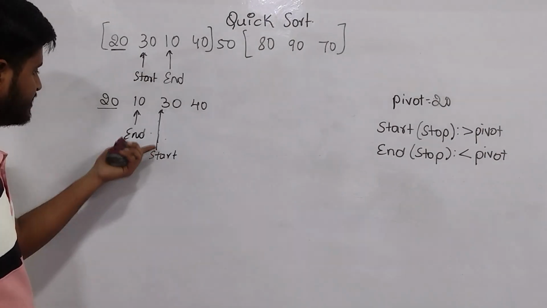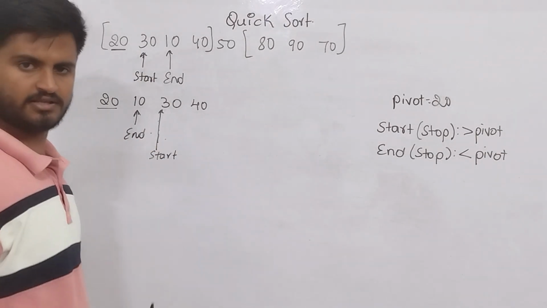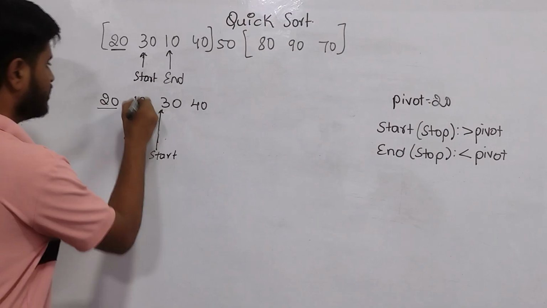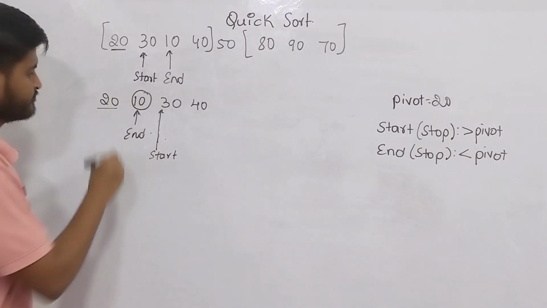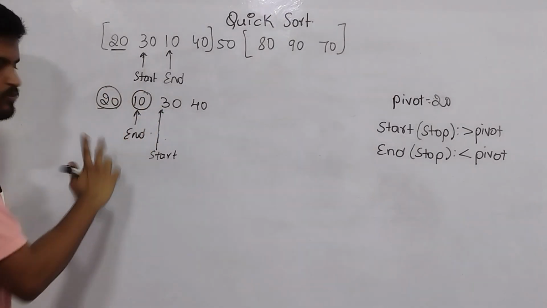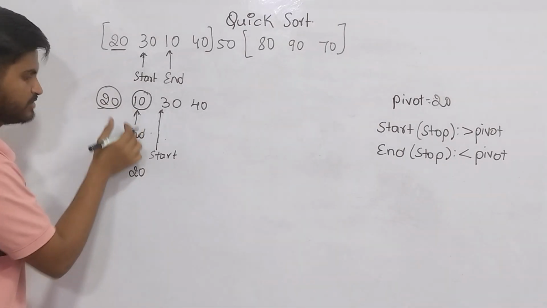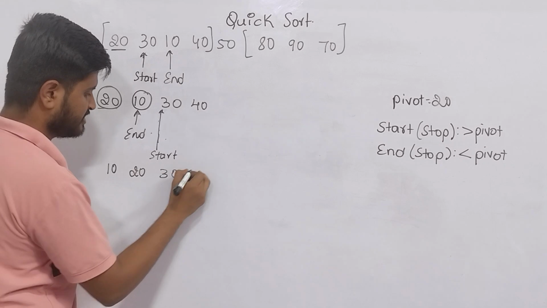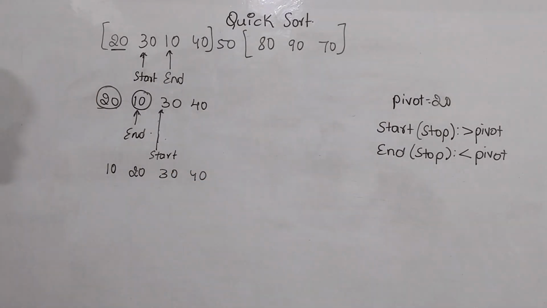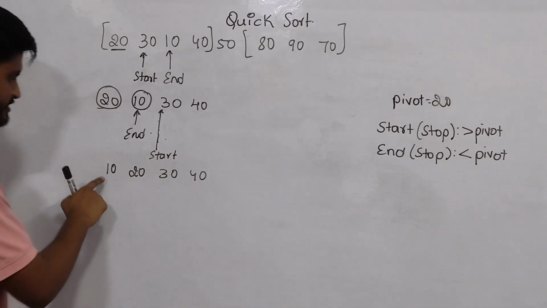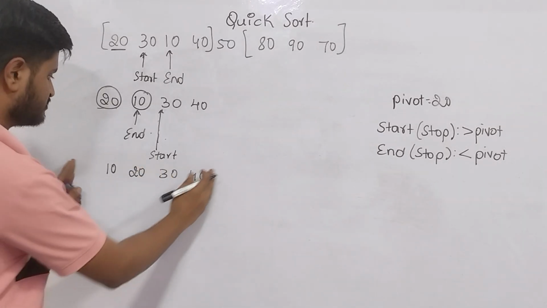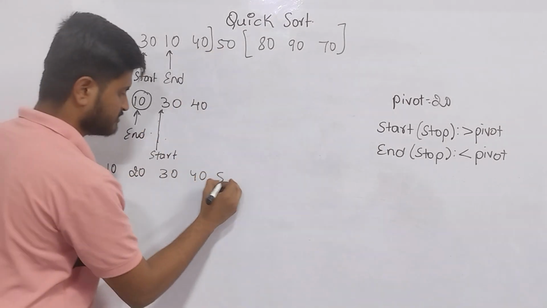Now if you see, start and end both crossed each other. Both crossed each other means I must select the end value and the pivot value and swap both of them. 10 will come here, 20 will come here. Both will be swapped, and 30 will be here and 40 will be here. If you see, all of them are in increasing order: 10, 20, 30, 40. Now this much is sorted and 50 is also sorted.